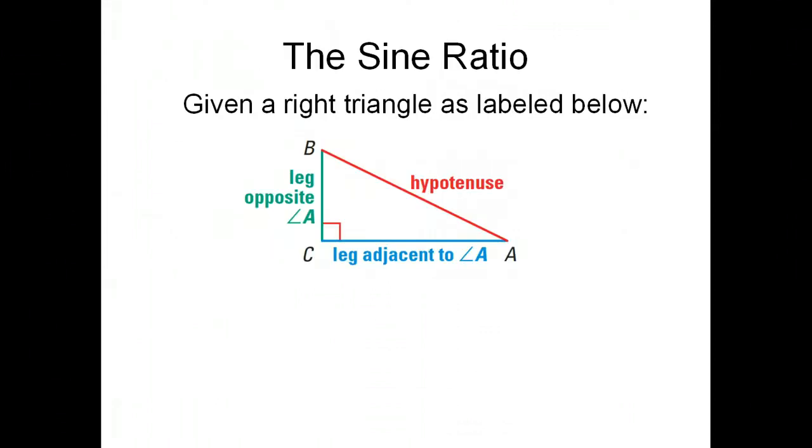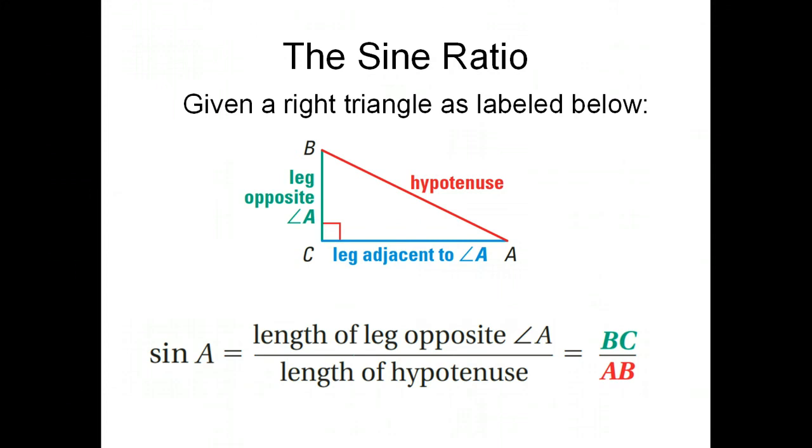The sine ratio. A right triangle is labeled below. Notice that I'm labeling the sides in relation to a single angle. So side AC is considered the leg adjacent to angle A, and side BC is considered the leg opposite of angle A. And then the hypotenuse, of course, is the side opposite the right angle. Sine of A is the length of the leg opposite of A divided by the length of the hypotenuse, or BC compared to AB.